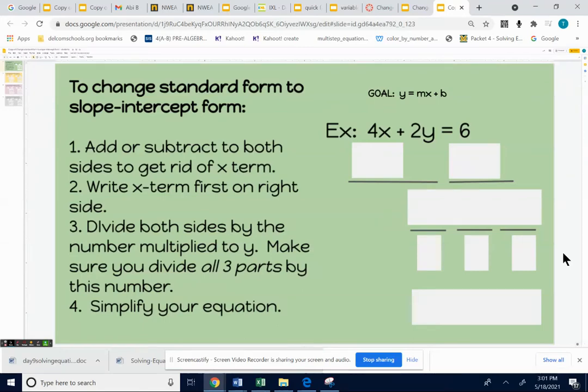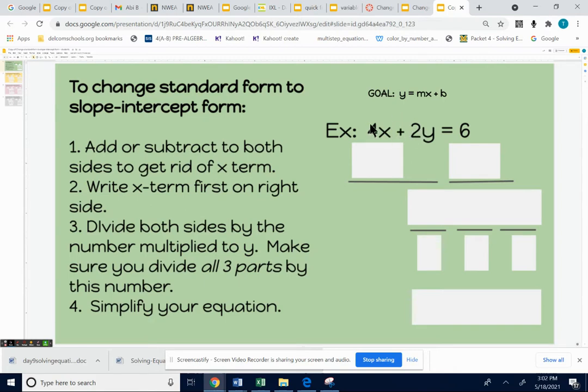Okay, this lesson is how to change standard form of a line to slope-intercept form. The other day we graphed lines that were in standard form by using the x and y intercepts, putting 0 in for x and putting 0 in for y. But there's another way to graph a line in standard form, and that's to change it into slope-intercept form. So let's just work on that for this lesson.